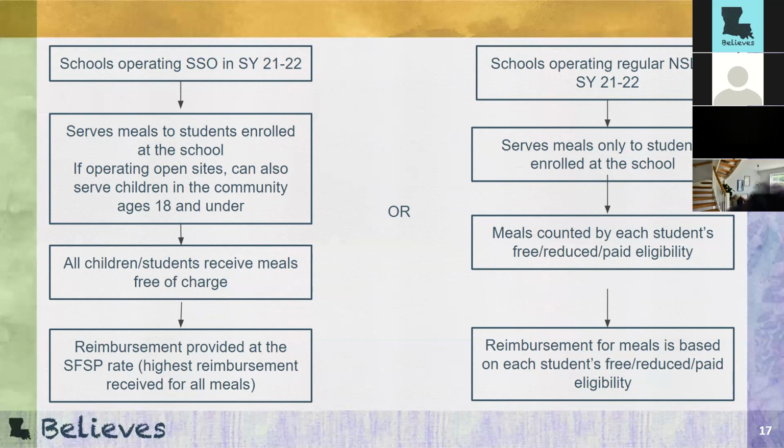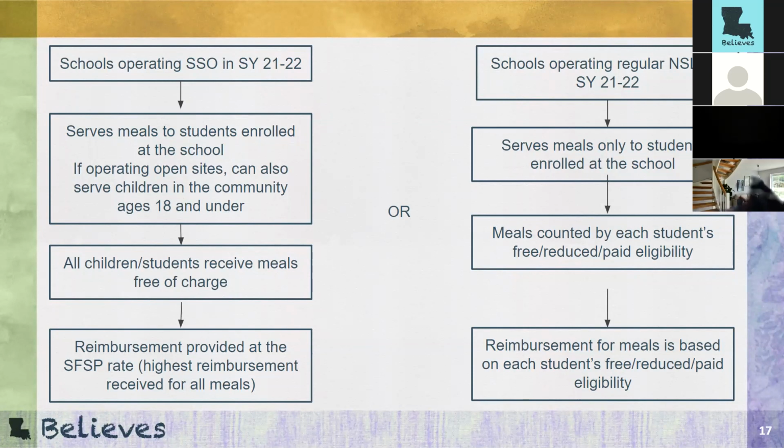Most schools, if not all schools, are going to plan on operating Seamless Summer. That's what's listed on the left side of the screen. So most of you, that's probably where you fit. That's what you're planning on doing next year. If that is the plan, you're going to serve meals to students that are enrolled at your school. You also have the ability to operate open sites, where you can serve children in the community who are 18 and under. Under the Seamless Summer option, all children would receive meals free of charge. And the reimbursement provided is the high rate of reimbursement for the Summer Food Service Program.